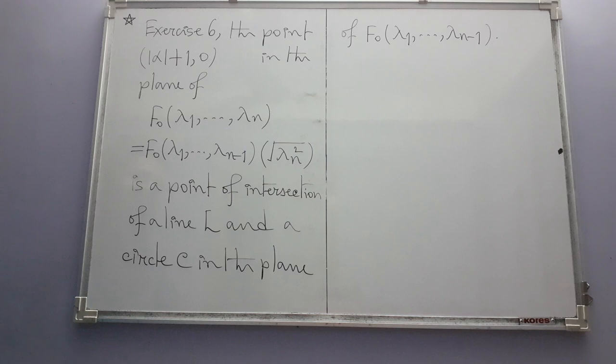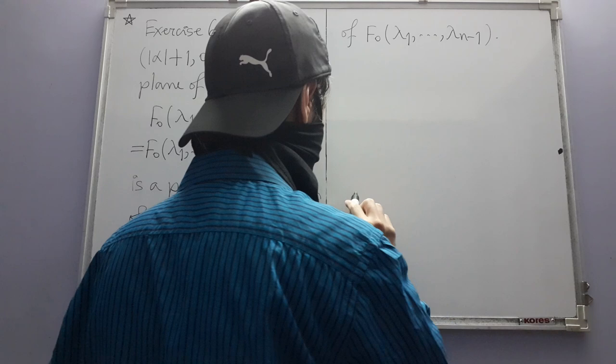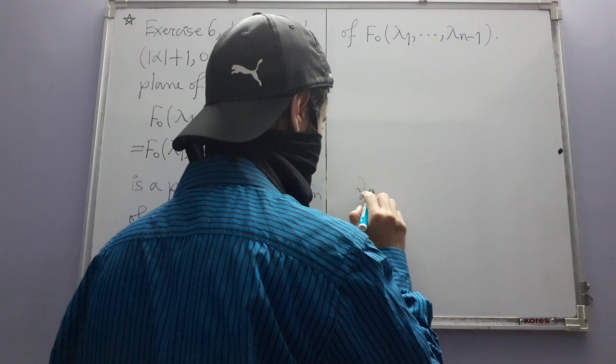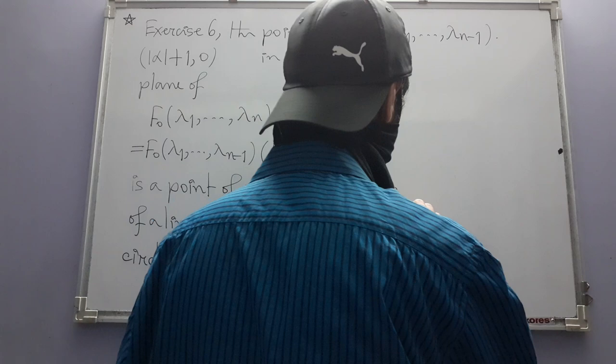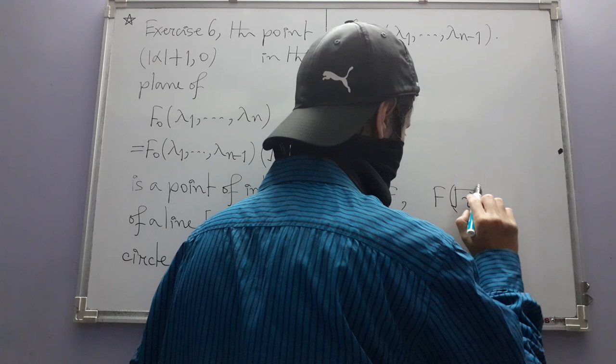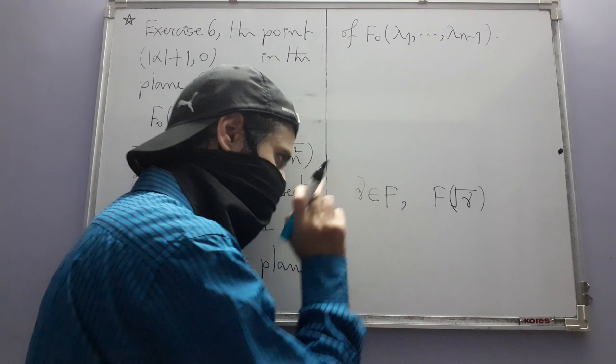Okay, let us recall exercise 6. In exercise 6, what we saw is this, right? When you have some positive real number gamma that belongs to a subfield F of the real field, then every point in the plane of this extension appears as a point of intersection of some line and some circle in the plane of F. Do you understand what I am saying?